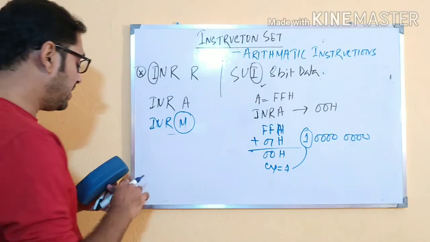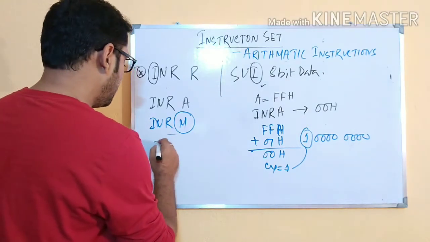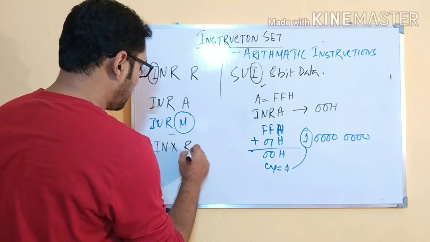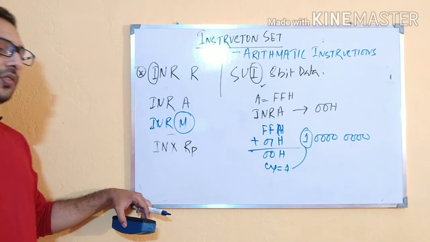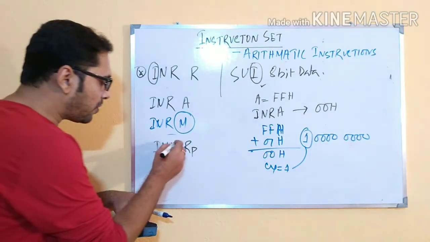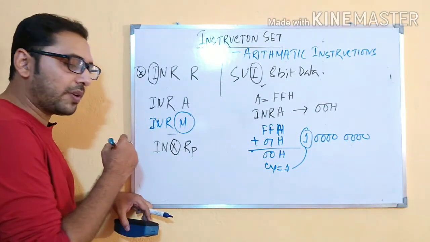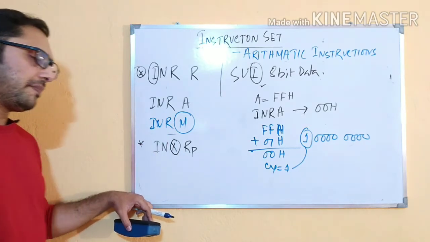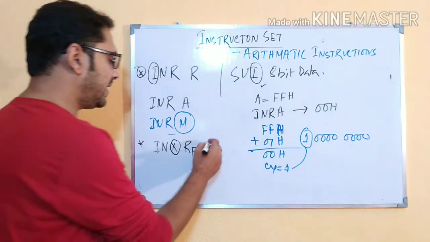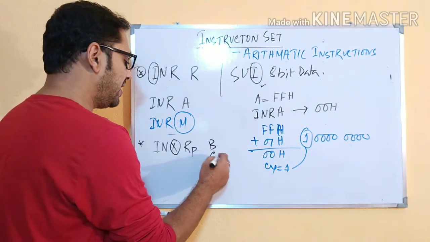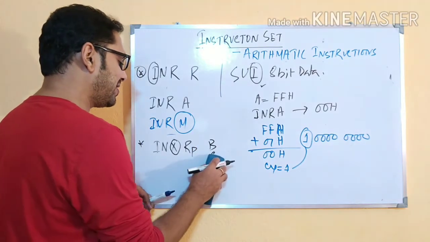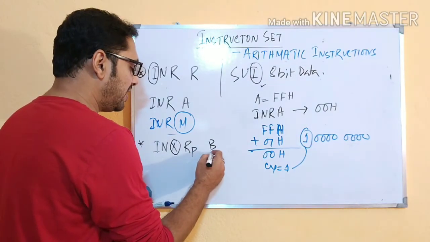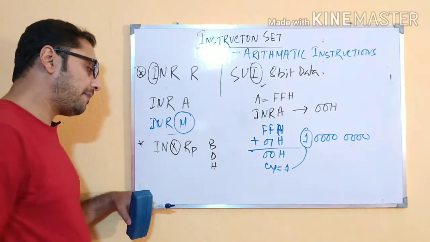Sorry, increment register pair, that is INX RP. So once again you should remember, I have said if the opcode contains X, that means the operand will be a register pair. That is another example, INX RP. So here RP can be any one. It can be B register pair, D register pair, or H register pair. Sorry, C is not a register pair. BC means B register pair.